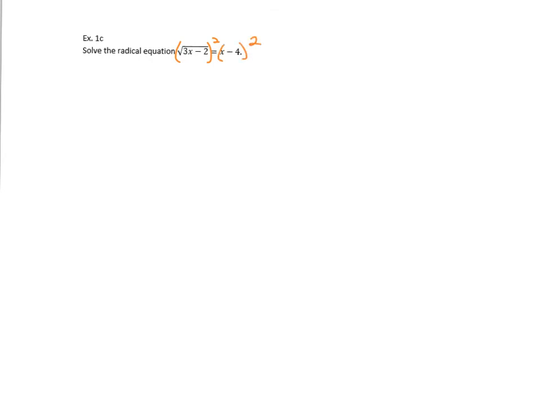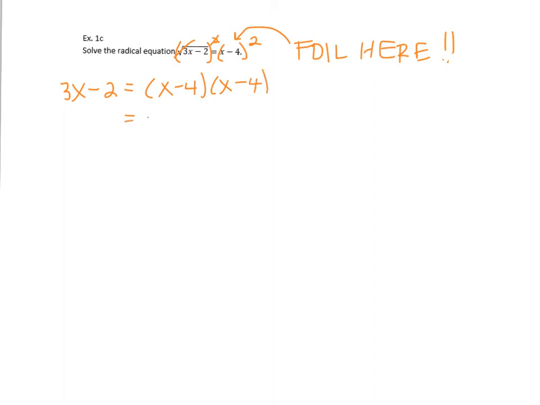But when we square that right-hand side, you have to remember to FOIL here. If you don't, your answer will not work out the way it's supposed to. On that left-hand side, the radical and the power cancel, and we have 3x minus 2. On the right-hand side, if we write out x minus 4 twice and FOIL it, we're going to get x squared minus 4x minus another 4x plus 16. And that gives us x squared minus 8x plus 16 on that right-hand side.